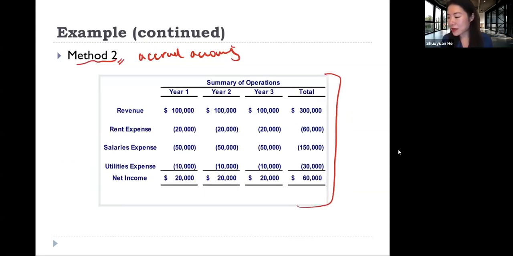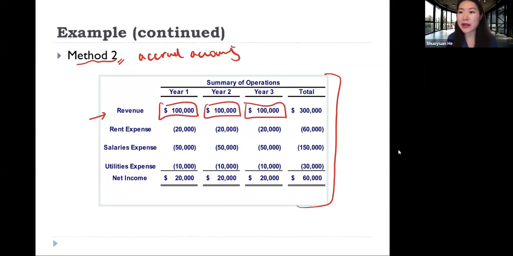Versus the second method, it is recording revenue based on the occurrence of an economic event. What is the economic event here? The economic event is the sale of the good. So whenever the firm sells the good, we're going to talk more about it later when we talk about revenue recognition, but when certain criteria are met, then we can record revenue. So it is based on economic event.